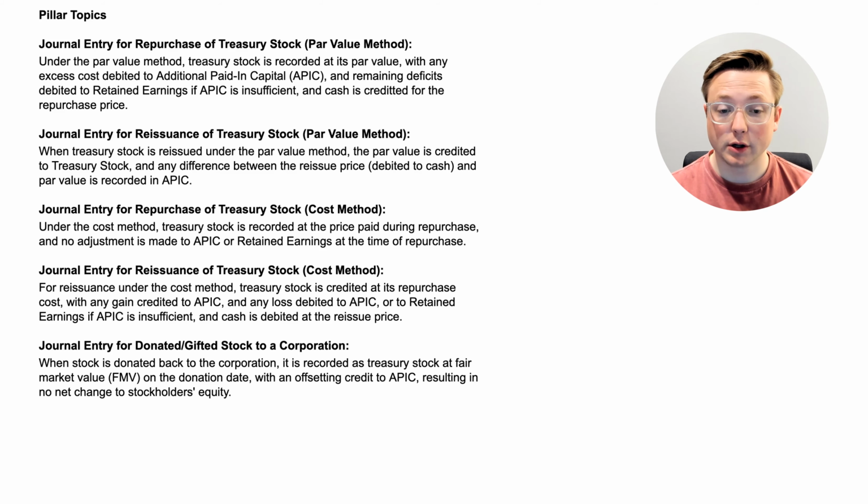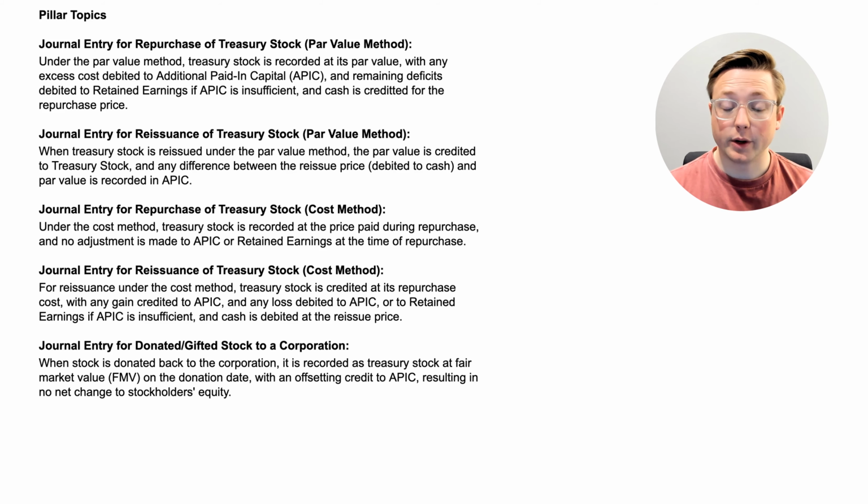Now moving on to the journal entry for the repurchase of treasury stock using the cost method. It's very simple. You just record the treasury stock at the price that was paid to repurchase the treasury stock. You don't need to adjust additional paid in capital or retained earnings. You just have a debit to treasury stock for the purchase price and a credit to cash, or maybe something else, but usually cash for the repurchase price.